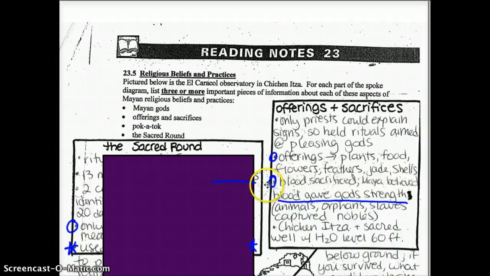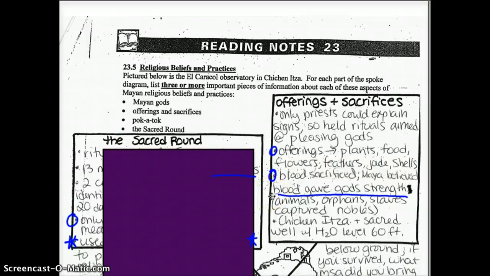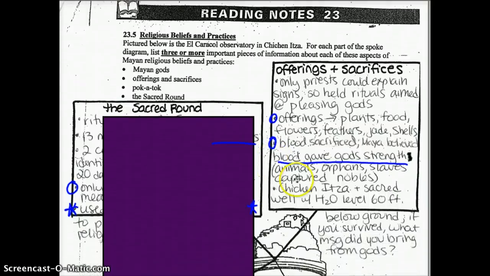I want you to also make sure you have why blood was important to the Maya, which is my third bullet down. They took blood from animals, orphans, slaves, captured nobles. My last bullet talks about Chichen Itza and the sacred well, so you might want to write that in your notes. A lot of times the students don't get that far, plus they only write 3 notes, so you don't have anything about the sacred well, but I'll show you some pictures of this. I saw it and have some pictures.